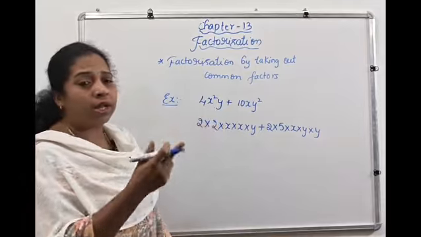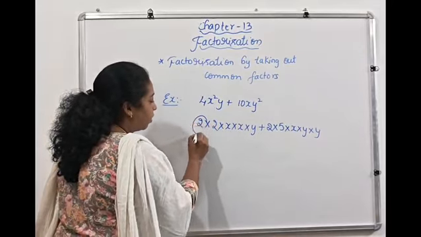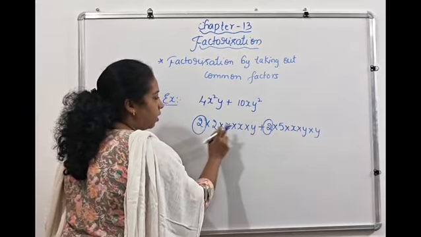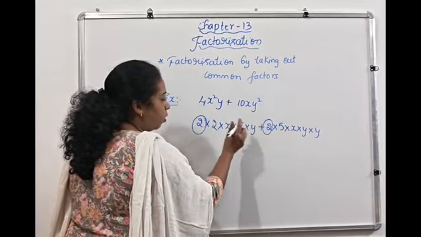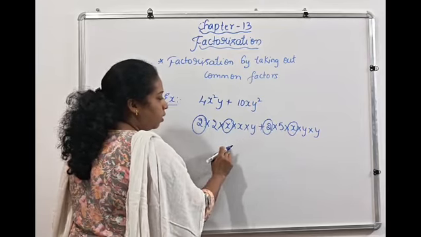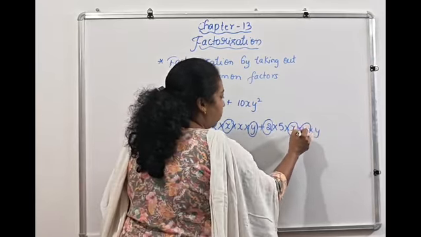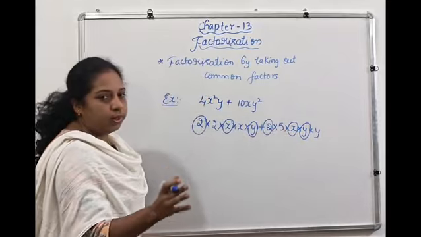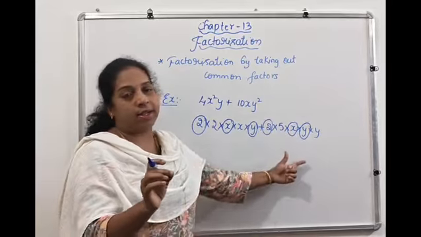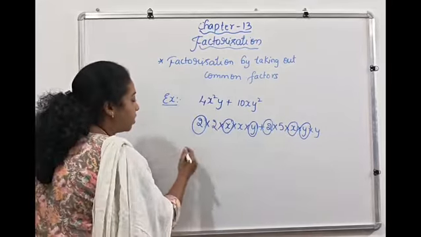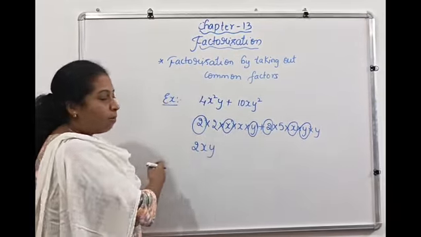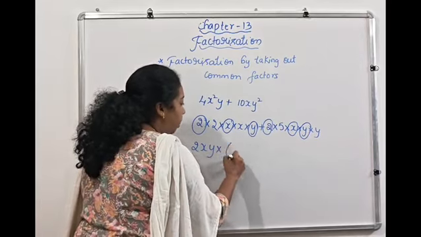Which are the common factors here? Yes, 2 and 2. Then any other 2? No. Other 5? No. Here 1x, 1x. Any other x? No. Then 1y, 1y. Any other y? No. So which are the common factors in both terms? Let's take out the common factor, that is 2xy. If I take 2xy as common, then into the remaining.